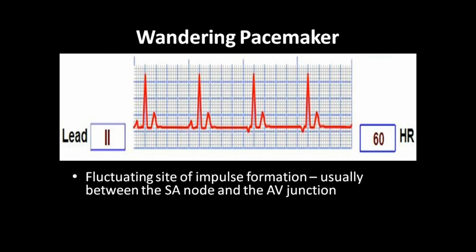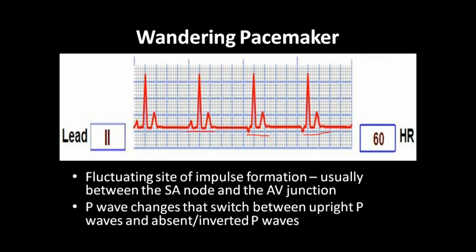Here, either we can have an impulse generated from the SA node which travels to the AV node, causing a completely normal rhythm, P wave, QRS complex, and a T wave, or sometimes it may be pre-excited. The P wave will be inverted, QRS will be normal, and T wave will be normal. This is because the AV junction is causing the heart rate.